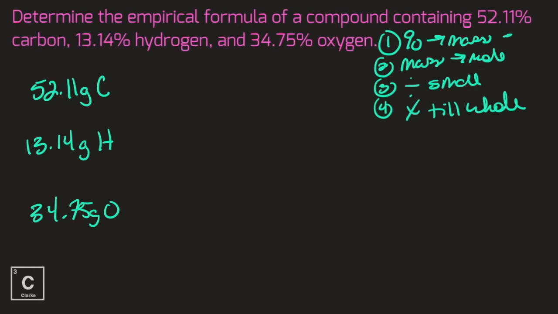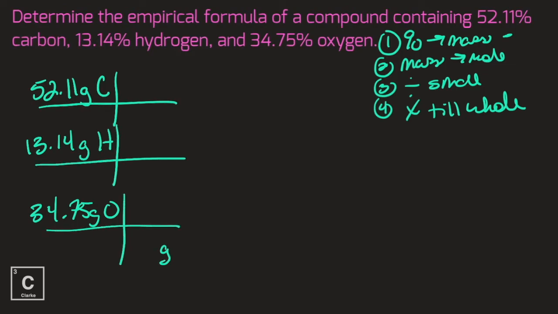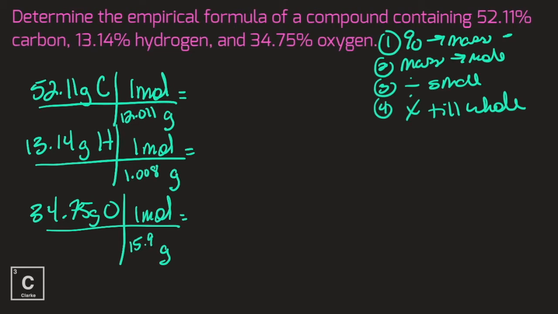Now we need mass to mole. That's where the math actually starts, unless your problem gave you moles. If your problem gave you moles, you don't need to convert to moles. You could start with step 3, divide by small. Okay, but we do need to find the moles. So I'm going to set all 3 of these problems up at one time. I'm going to make my cross and bring my unit down. We're converting to moles, and plus grams means molar mass, the mass of 1 mole. And then we need to get these molar masses from the periodic table. Carbon's mass is 12.011, hydrogen's mass is 1.008, and oxygen's mass is 15.999.